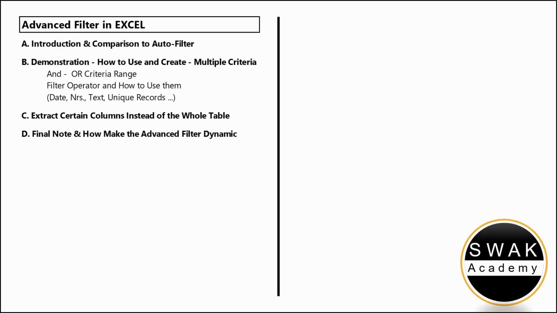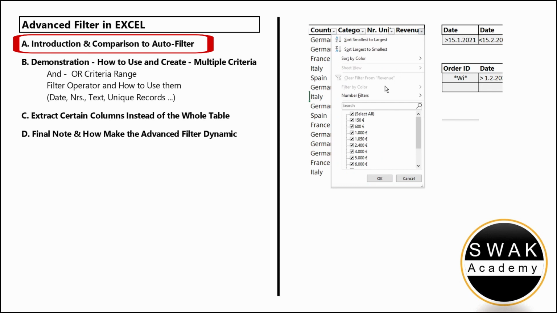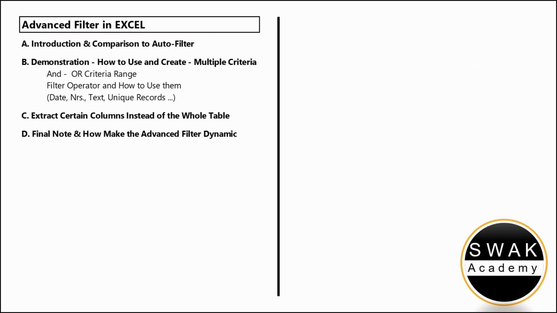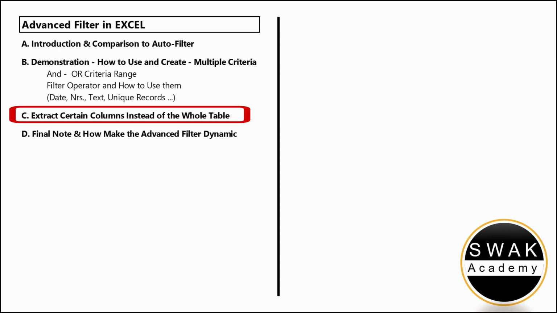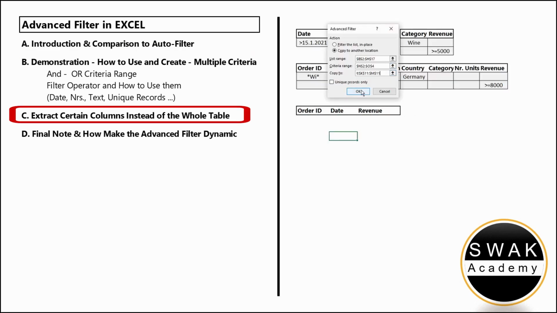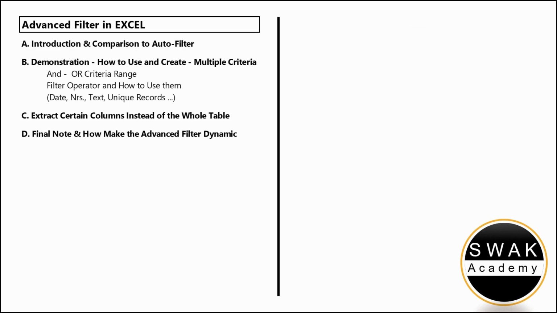In this video, I'm going to show you how to use and benefit from the advanced filter feature in Excel, a very powerful filtering and extracting capability. I'm going to start by comparing it to Autofilter, demonstrate how to use and create multiple filter criteria, and how to extract and filter certain columns instead of the whole table. At the end of the video, a final note on using the advanced filter feature and possibilities to automate.